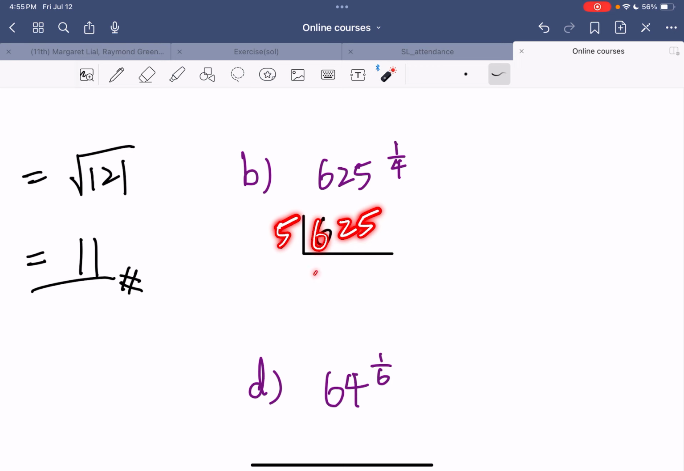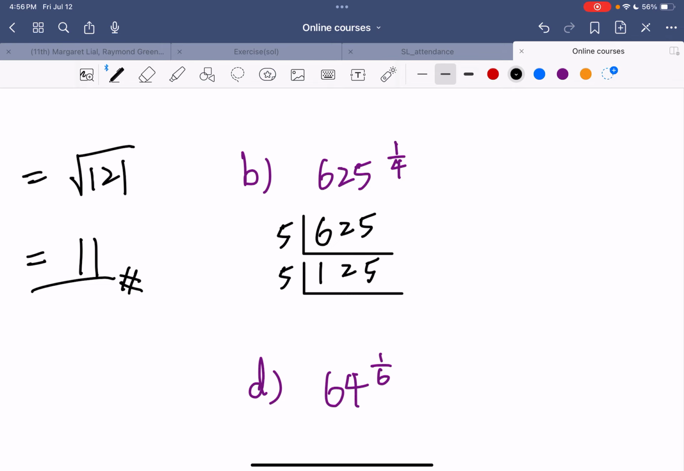So first digit is 1. And then we got 1 left. And so there will become 12 here. We use 5, so we get 2. 2 times 5 is 10, so we got 25 left here. And we can tell it's 5. Okay? And it still ends with 5, so we're going to do it again.